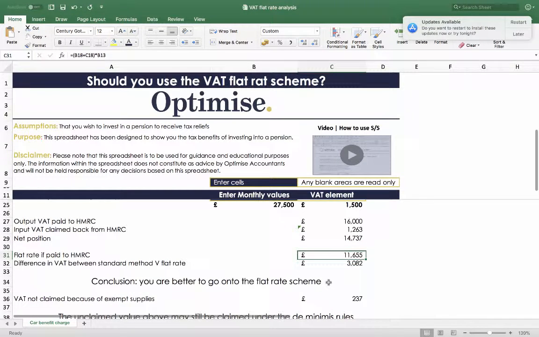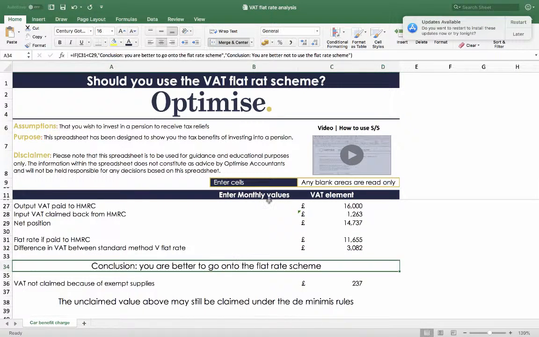So in this regard, what it's saying is the difference in the VAT between the standard method and flat rate is £3,000. So you could be saving £3,000 here by using the VAT flat rate. So you would pocket that money, and that would then go into your accounts as a saving. So conclusion, you are better off to go onto the flat rate scheme, as it says there.